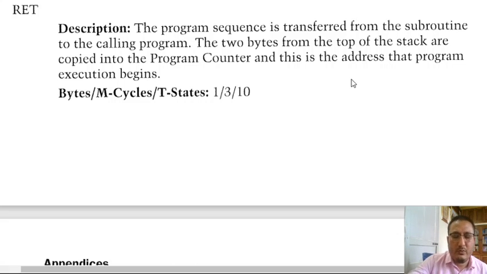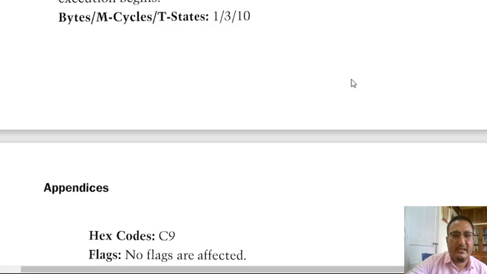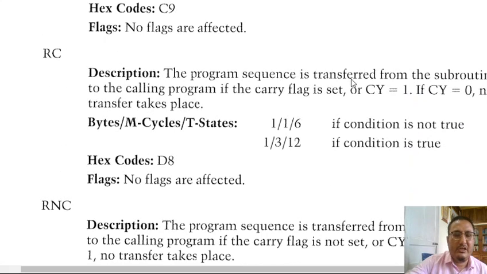Now it requires 1 byte, 3 machine cycles and 10 T states. Again, I'll repeat it. It requires 1 byte, 3 machine cycles and 10 T states. And the hex code is C9, and none of the flags are affected. Now RET is an unconditional return. Now likewise we have a conditional return, that is RC.